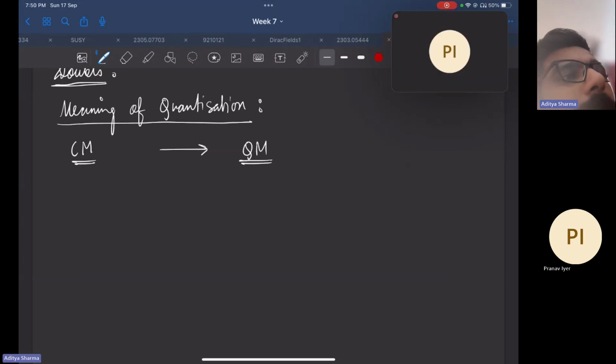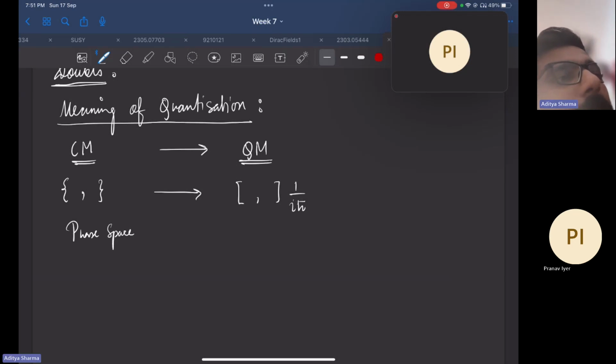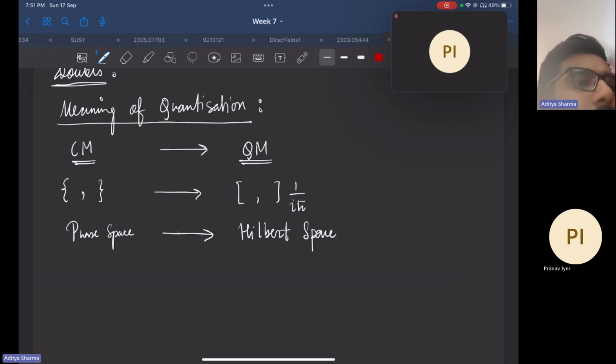But the idea is this. In classical mechanics, you have Poisson brackets. You promote them to commutators. And in classical mechanics, you have phase space, which tells you all about the position and momentum of the particle. In quantum mechanics, you have Hilbert space. There is a notion of phase space in quantum mechanics also, but we will not think about this.